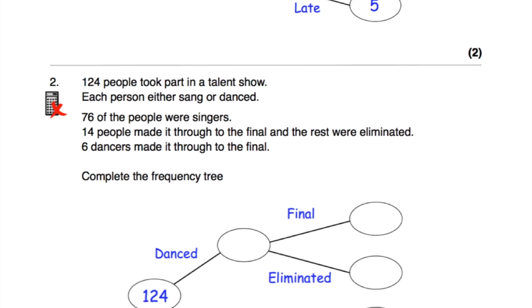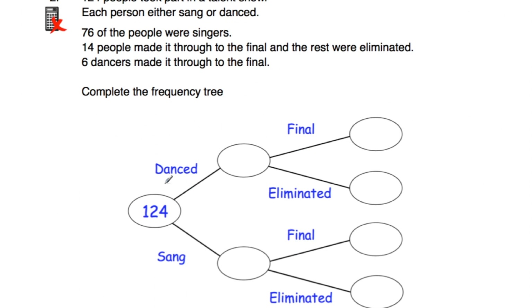Okay, let's have a look at our next question. It says 124 people took part in a talent show. Each person either sang or danced, so some of the people sang and the rest danced. 76 of them were singers, 14 made it through to the final and the rest were eliminated, and 6 dancers made it through to the final. Complete the frequency tree.